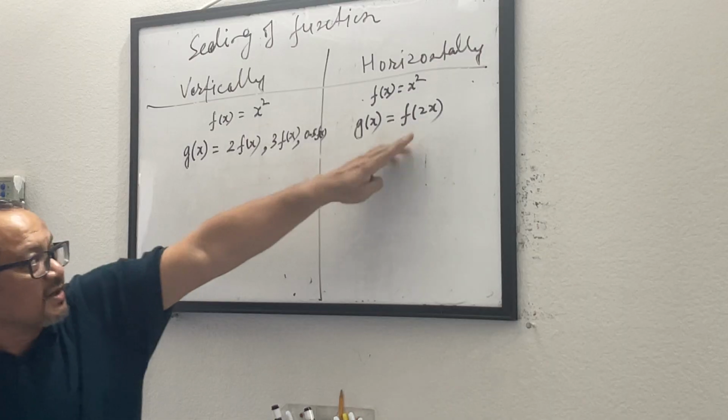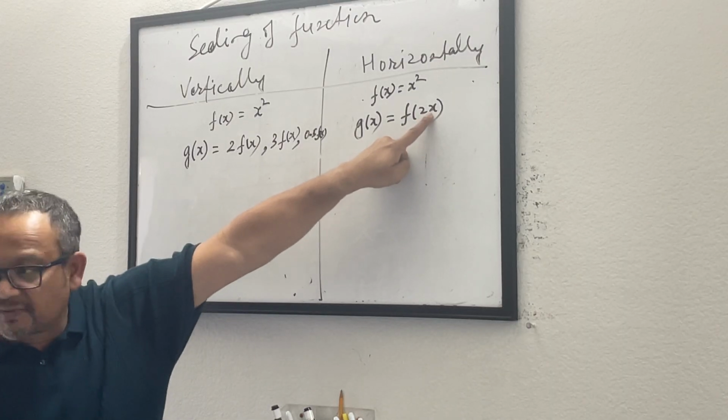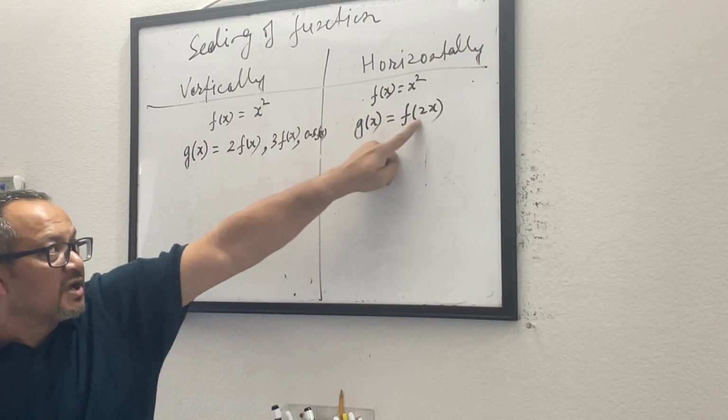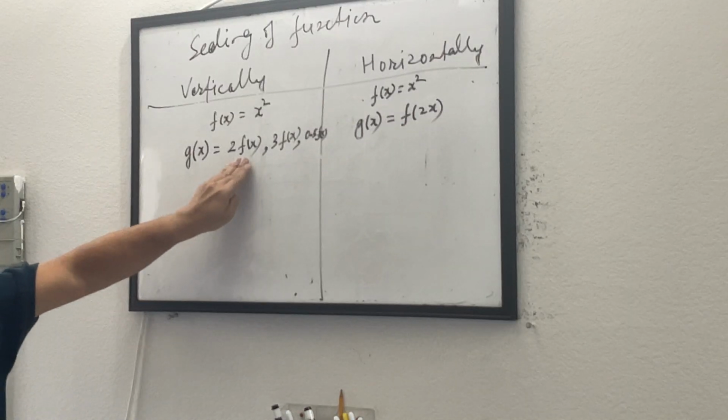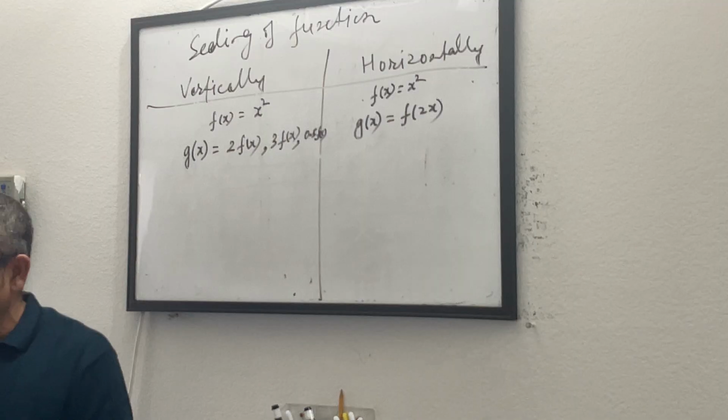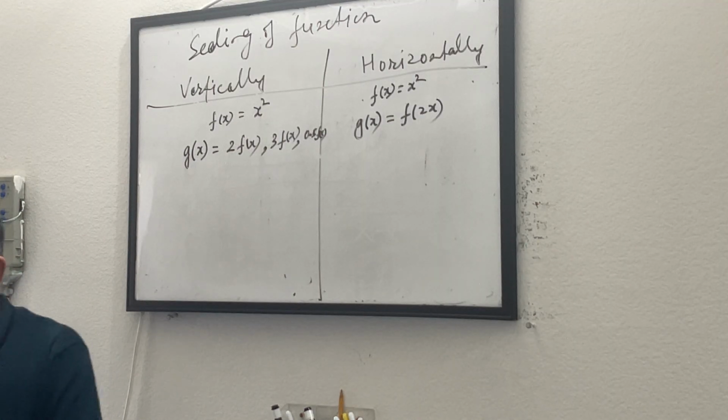Whatever is my input, if I am multiplying the input by certain values, I am scaling it horizontally. When I am multiplying the overall function itself by a constant, I am scaling it vertically, and now you will see why I am saying so.